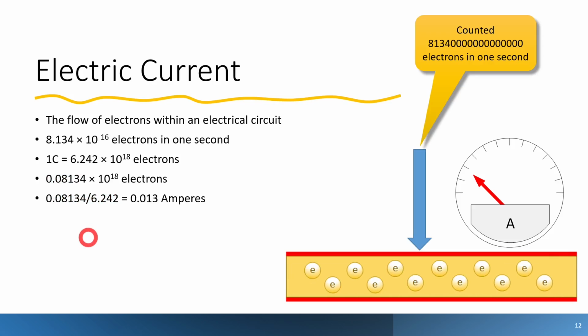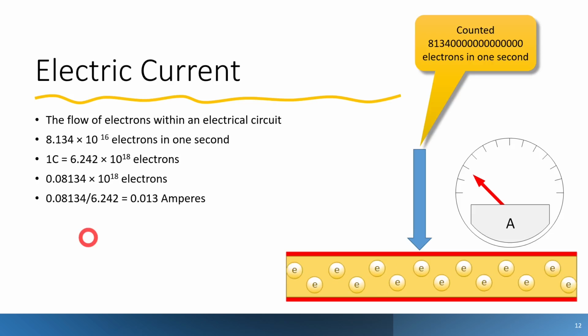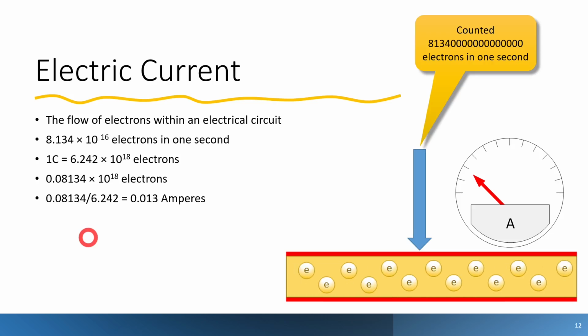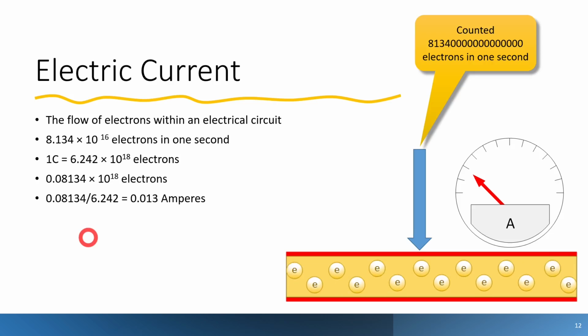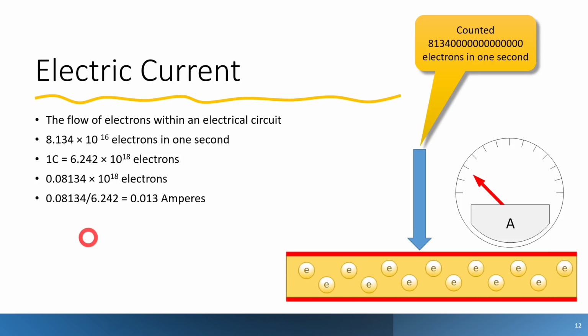0.08134 divided by 6.242. And that gives us 0.013 amps. Now we know from our engineering and scientific notation lesson that we don't quantify something like this in engineering notation. We want 1 to 3 positions to the left of the decimal point.